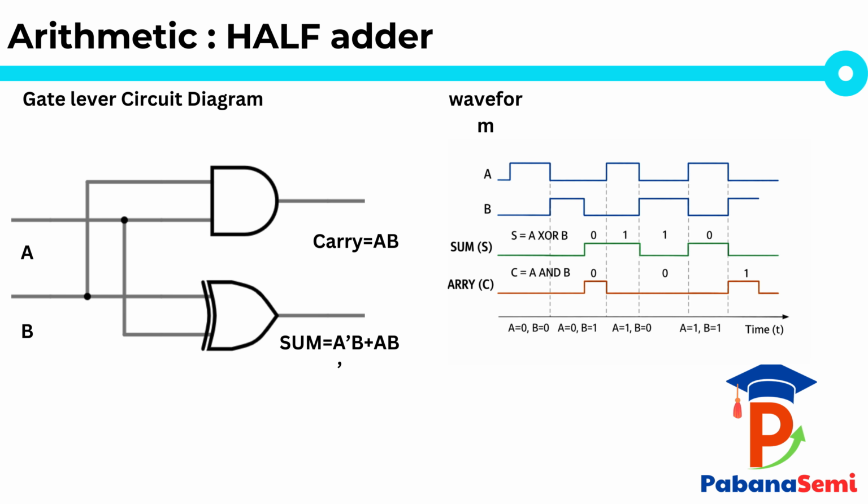When A and B are different, the sum goes high and the carry stays low. Only when both A and B are high, the sum becomes 0, and the carry produces a 1. This matches the truth table and the Boolean equations perfectly.